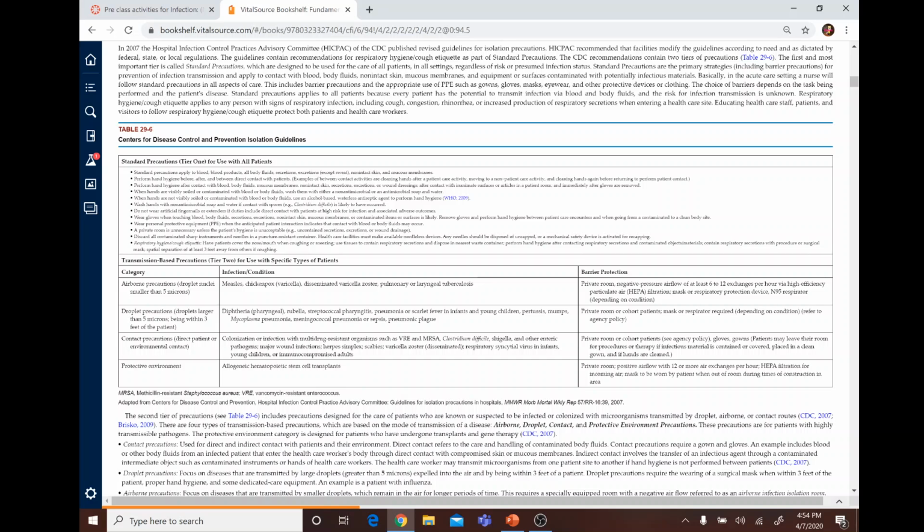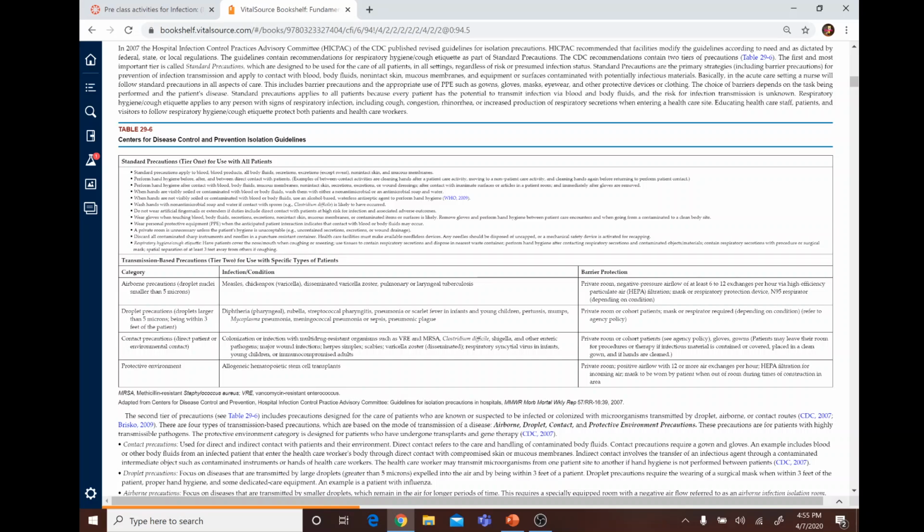What infections or conditions cause contact precautions? VRE, MRSA, C. diff, Shigella. What are the barrier protections for these? Private room or cohort patients, gloves, gowns. Patients may leave the room for procedures or therapy if infectious materials are contained or covered, they are placed in a clean gown, and hands are cleaned.